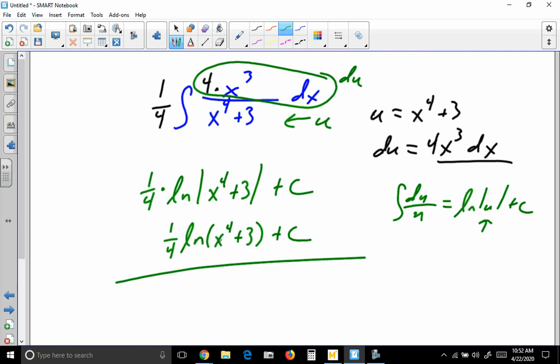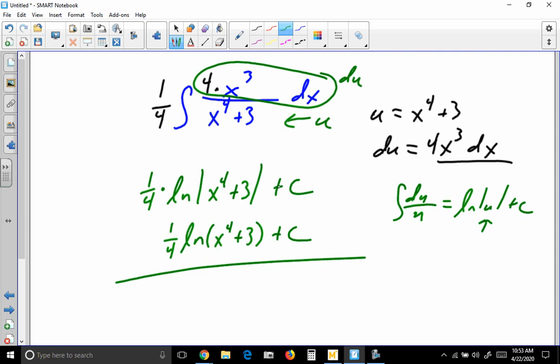When we raise any number to an even power, that's always positive. And if you take a positive number and add 3, it's still positive. So in this case, the absolute values are not necessary because that is going to be positive regardless of what x is. So I would be fine with either one of them.